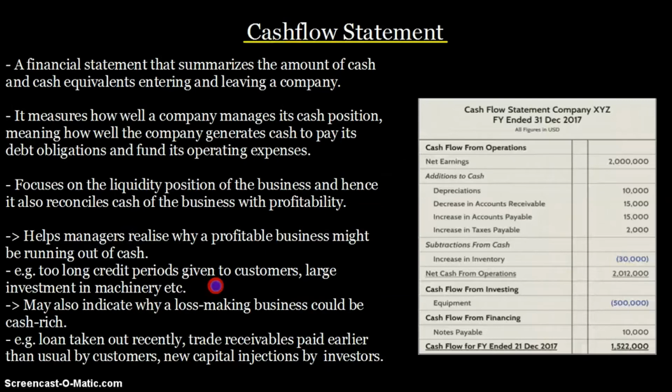And how can a loss-making business be cash rich? They may have recently taken out some loans, trade receivables may have been paid earlier than usual by customers, or there may be new capital injections by investors. So the business might be making a loss, but all of these factors indicate that it's a cash rich business with a lot of cash in hand right now. Even if you have not understood that much, it's just basic information that a profitable business can run out of cash and a loss-making business could be cash rich, and the cash flow statement can help you understand that. But that's not of much importance in this chapter. However, we will look at both of these situations in the cash flow forecast chapter, where we will have a better discussion of these points.